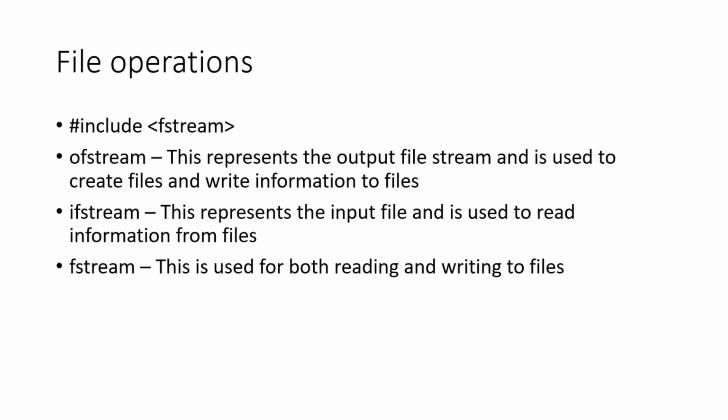So the way we go about doing this, once again, C++ provides a library called fstream, file stream, and you use it with pound include fstream. There are three types of stream, okay? One is ofstream. This is the output file stream and is used to create files and write information to the file. Next one is ifstream. This is used for input files and is used to read information. Now, one's read, one's write. What if you want to do both? For that, you want to go ahead and use fstream.